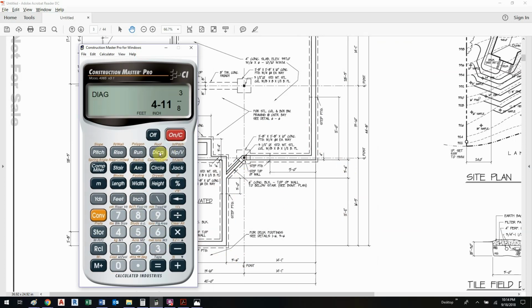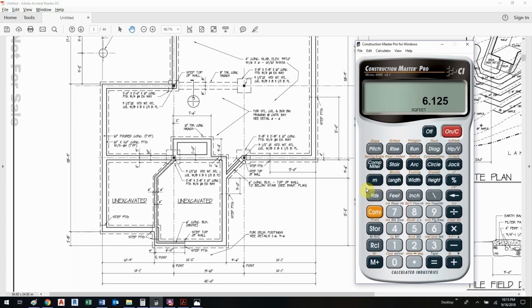Now, do we need a diagonal? Of course we don't need a diagonal. It's a triangle. So we can say 3 feet 6 inches times 3 feet 6 inches. But that gave us a square, did it not? That gave us this big square. So how do we get to that triangle? Easy. Divide by 2. So I gave you that. There's your square footage for that little triangle right there. So that should help you with that.